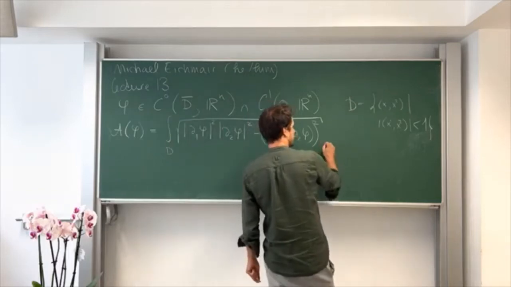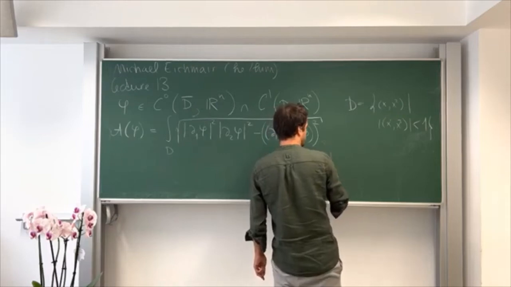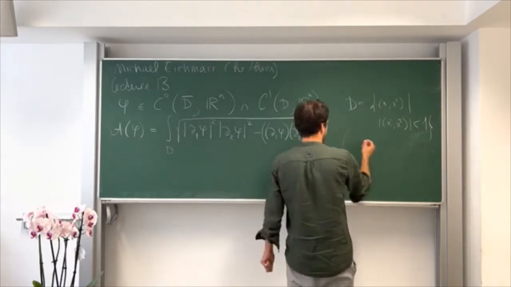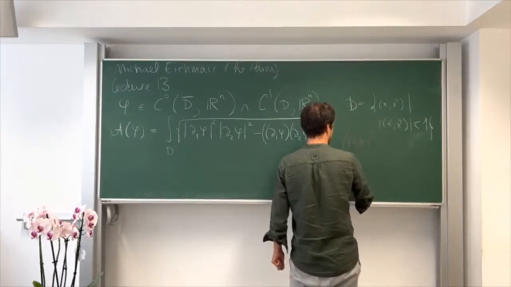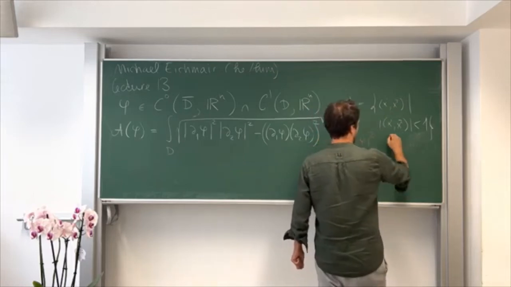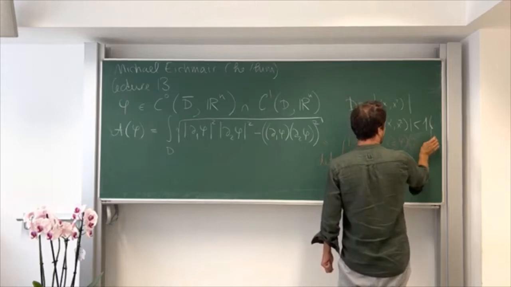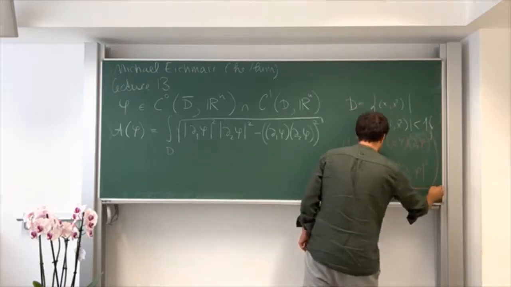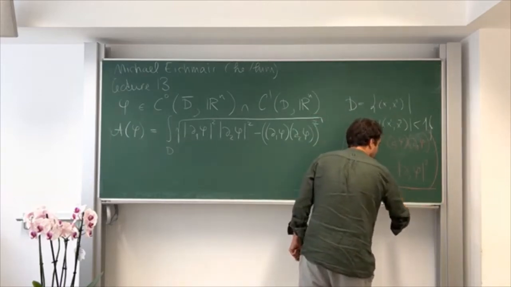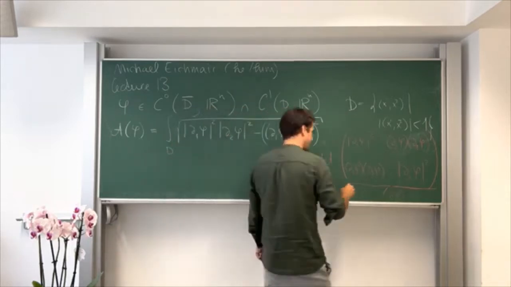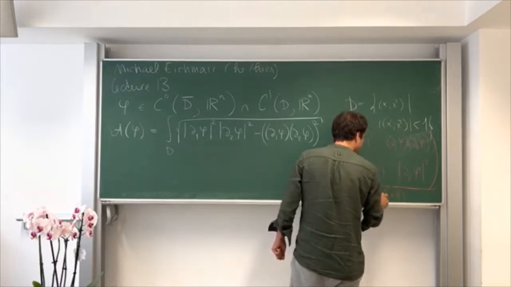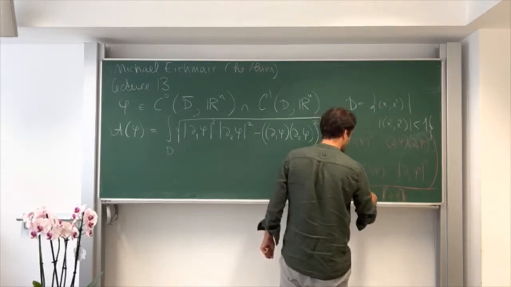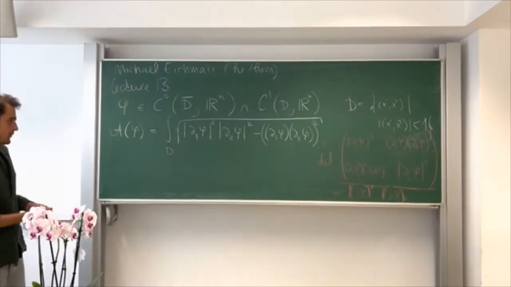And just recall what this quantity is: it's the determinant of the following matrix, the matrix that we obtain when we take the Jacobian matrix of first derivatives of this map phi and its transpose and multiply them together. So that's the area of phi.